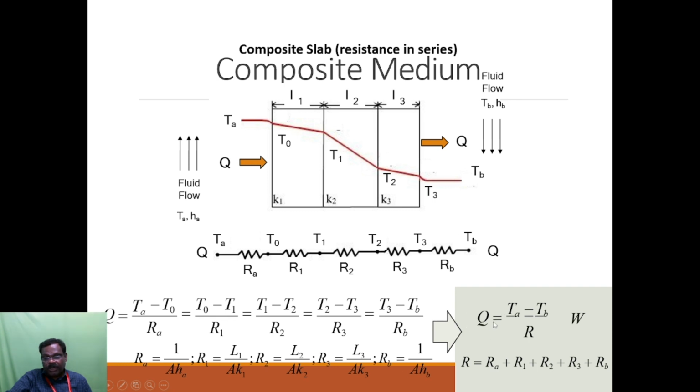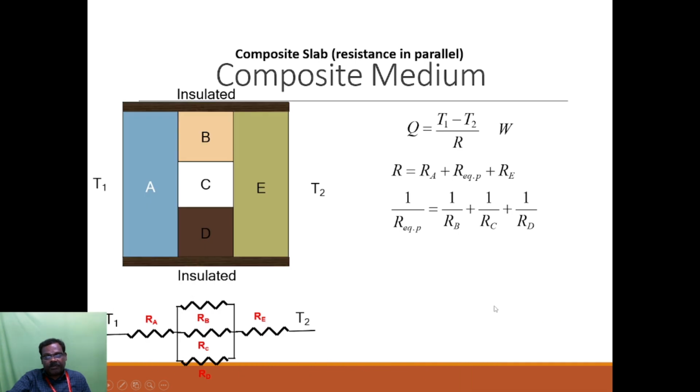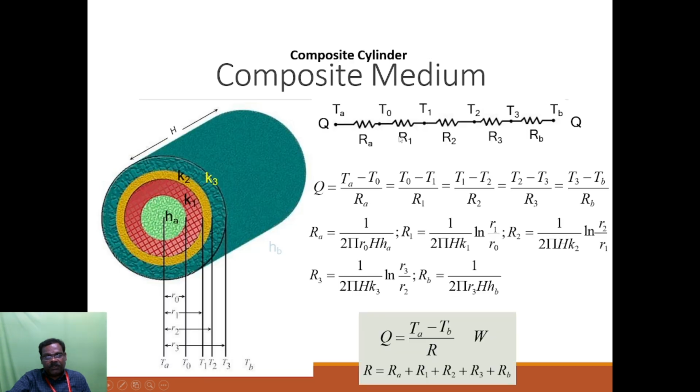So finally you have Q equal to the net change in temperature, TA minus TB, divided by the summation of these R. The unit is watt or kilowatt. This is also another example of this one. Here the second one is divided into 3 materials, so you have to find out the equivalent resistance, adding it with RA and RB, and you can get the net heat flow.